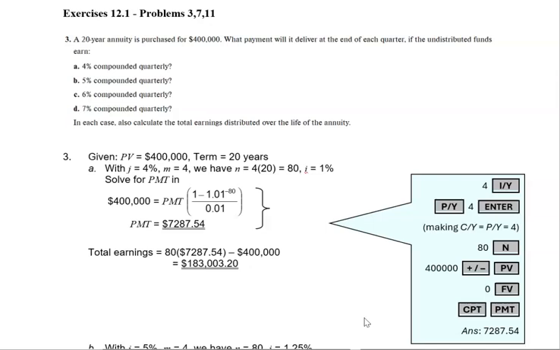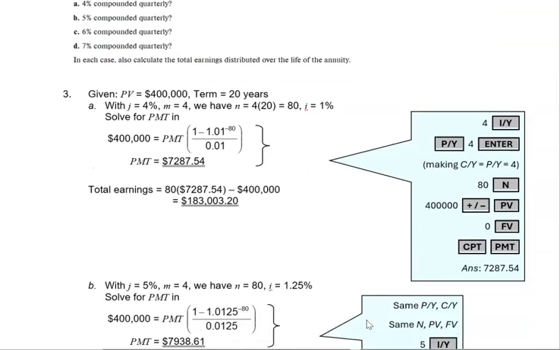What you want to do, we know that there's going to be 80 payments of $7,287.54. So you want to add that up or multiply that together. Then you want to subtract off the original 400,000 to find out how much interest was accumulated over the life of the annuity. So we know it's $183,003.20.